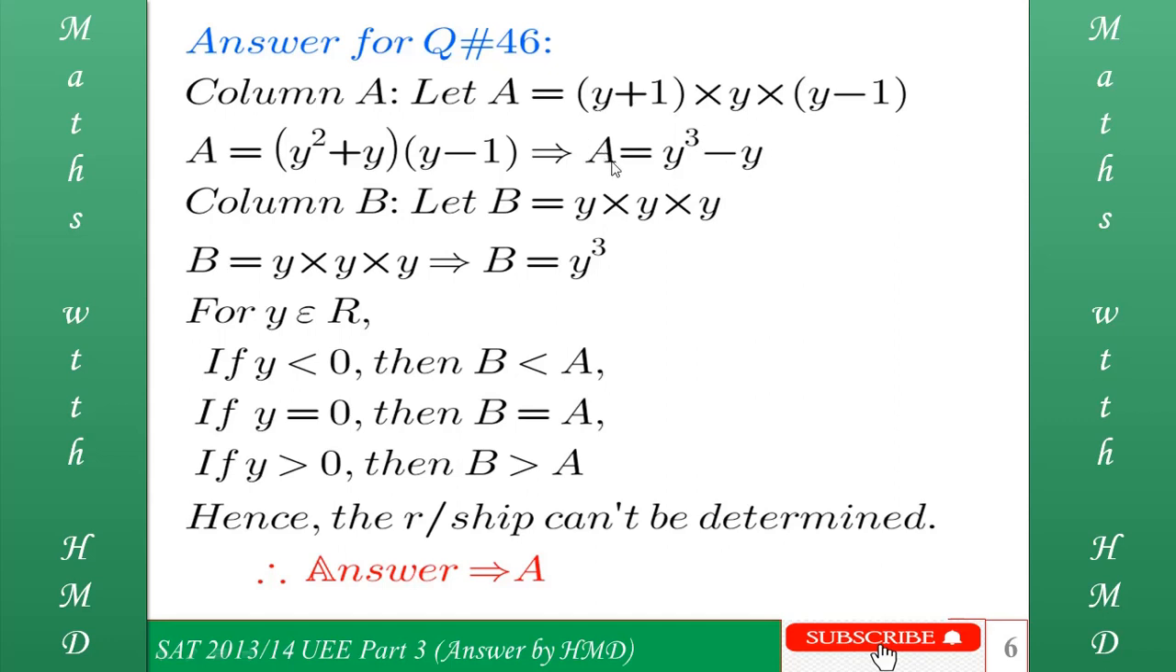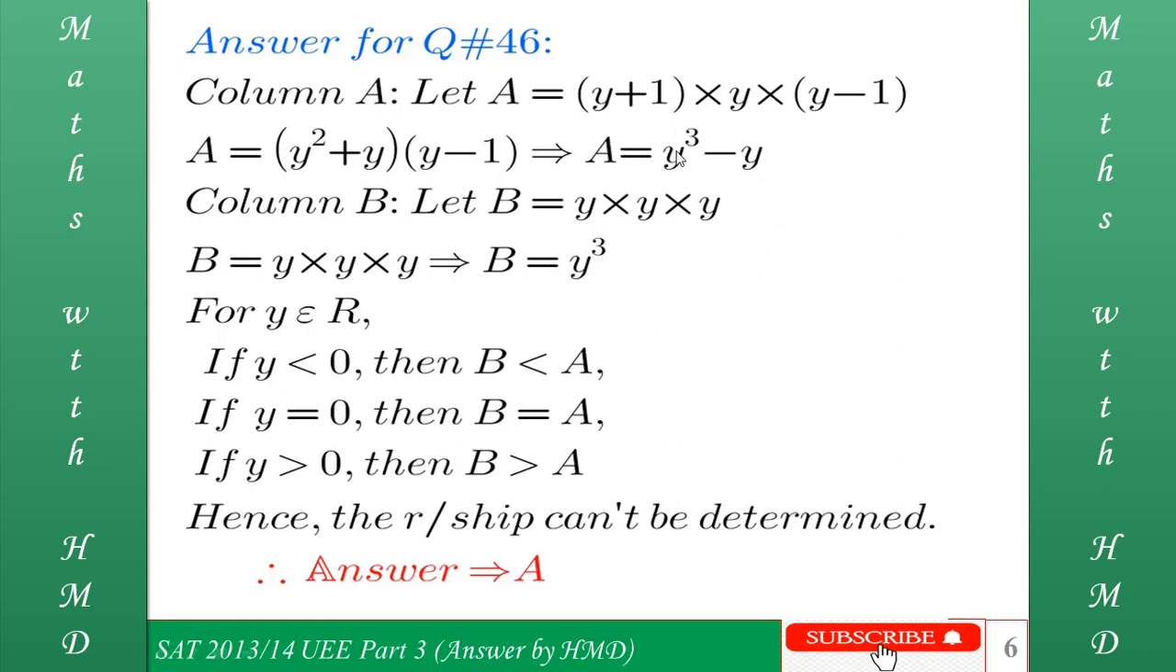So the simplified form of this expression is y cubed minus y. This quantity A is going to be y cubed minus y. In column B, assume the quantity is B, y times y times y. This implies B is equal to y cubed. Now we are going to compare the quantity in A and the quantity in B, right? For any y an element of the real numbers, we have three conditions. If y is less than 0, then the quantity in B is going to be less than the quantity in A. Let's say, for example, take y equal to negative 1.